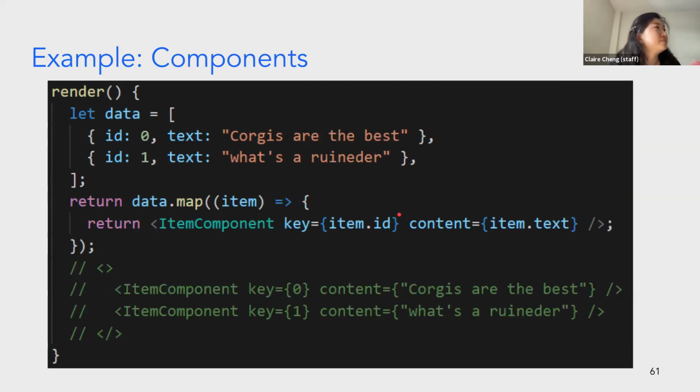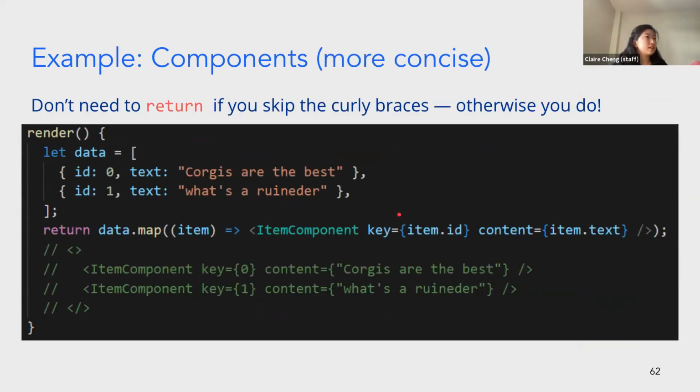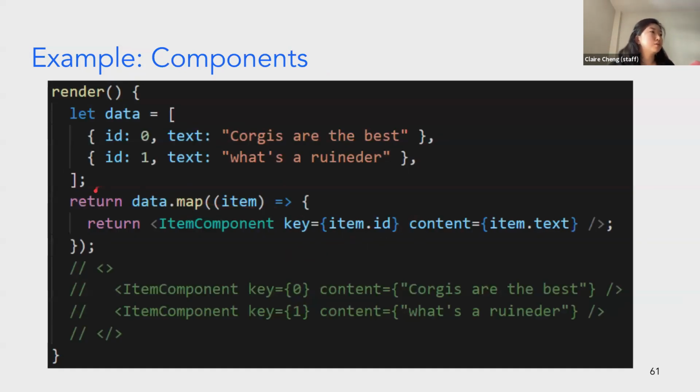So, even more concise. If you notice from before, we have two return statements here, which might be a little confusing and seem redundant. But notice that we have this return here because we have this part in curly brackets. And recall that curly brackets mean this is JavaScript, so we need to tell React that within the JavaScript, we're actually returning an HTML component.